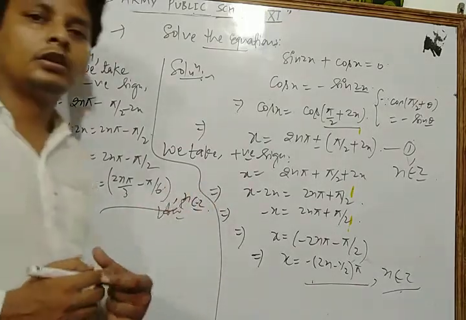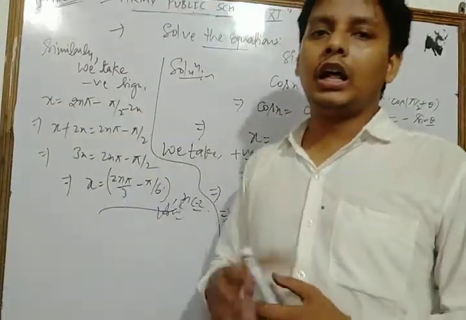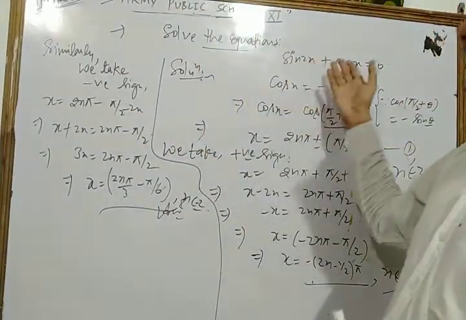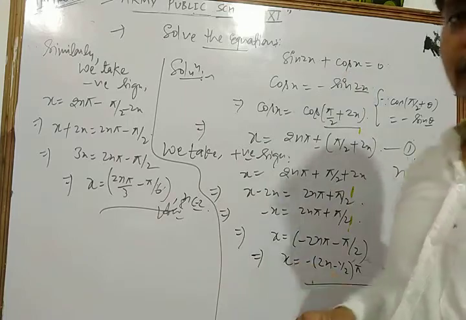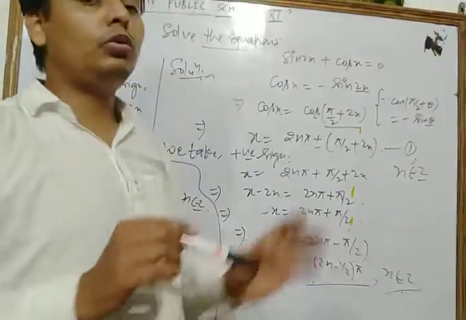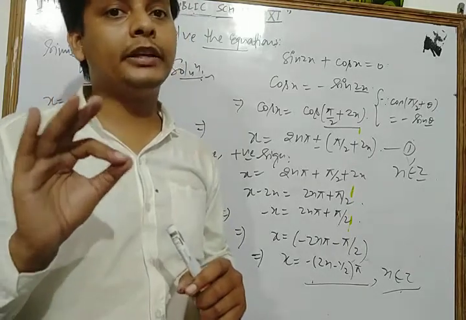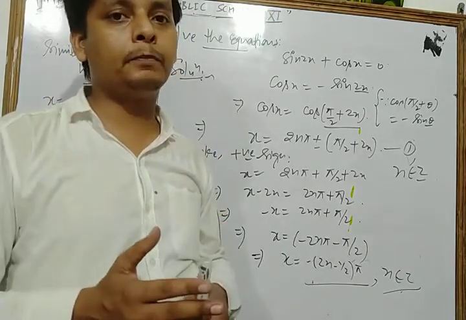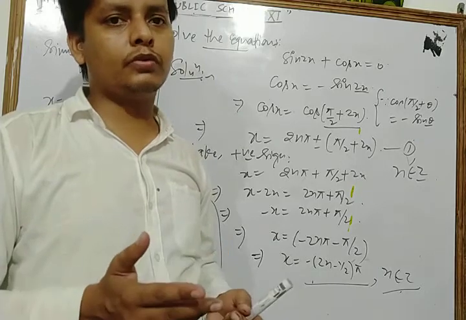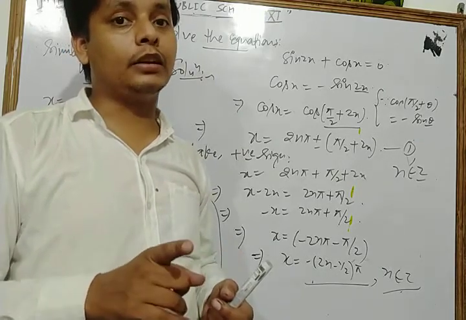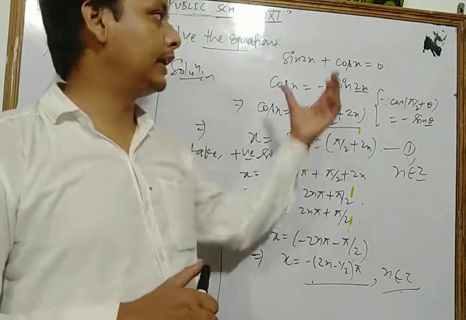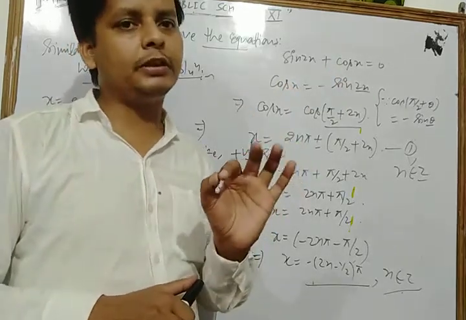So dear students, we can solve all the trigonometry equations of this form in this way. First of all, you remember all the forms of trigonometry equation: sin x is equal to sin alpha, cos x is equal to cos alpha, and tan x is equal to tan alpha. Then after that you apply all the concepts of trigonometry functions.